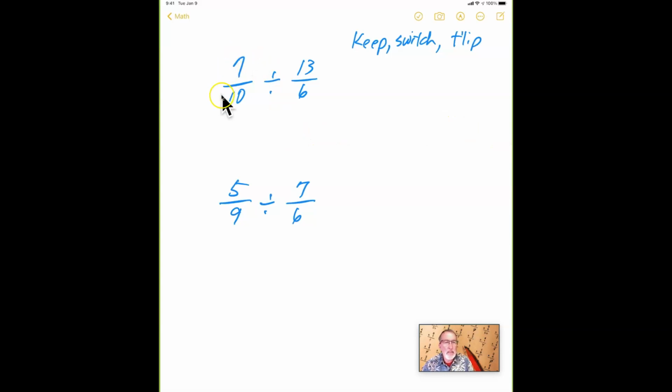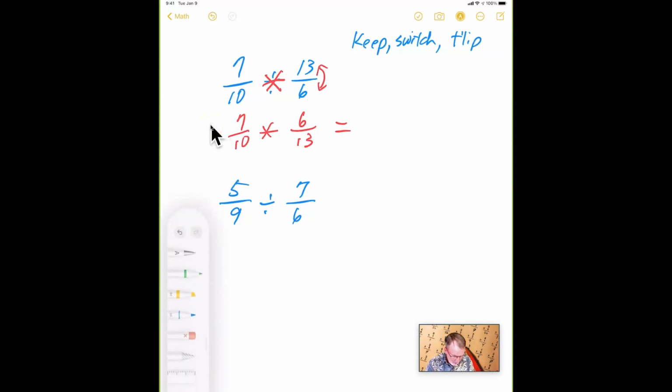What we're going to do is say 7/10. We're going to change this to multiplication, and we're going to flip this around on its head. So we're going to rewrite this as 7/10 times 6/13, and then we're going to treat it just like regular multiplication. Another thing we might want to do, we've got a couple of prime numbers here, but these two can be divided by 2 at least. So why don't we take out a 2? 6 divided by 2 is 3. 10 divided by 2 is 5. Okay, so now we've got all prime numbers.